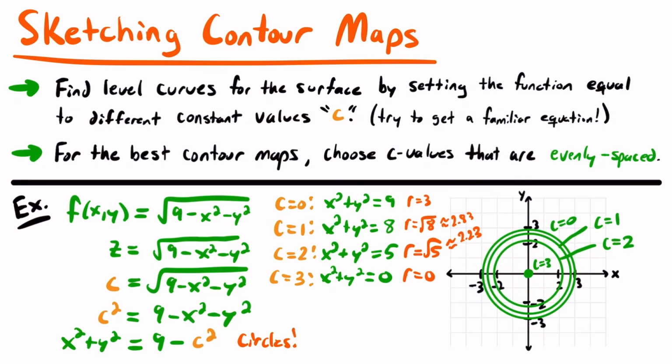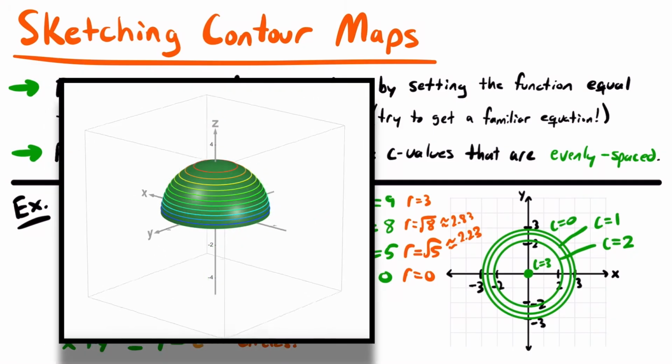Alright, now you may have been able to guess, based on this contour map, along with the form of this function, that this represents half of a sphere, or a semisphere. And so just to compare the actual surface to our work here, here's a 3D render of that semisphere, with some different level curves graphed on top of it.